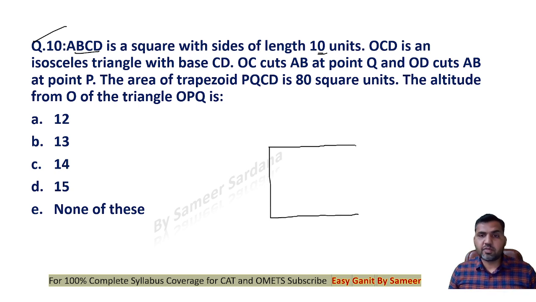ABCD is given to me as a square, right? A, B, C, D, with side length equal to 10 units. Each of these sides is equal to 10 units. OCD is an isosceles triangle with base CD. OC cuts AB at point Q.